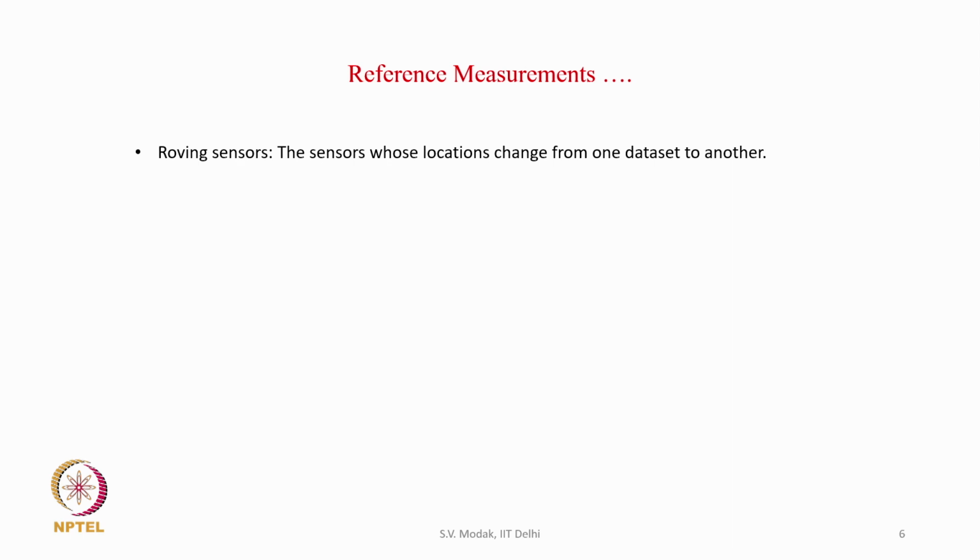So, we have two sets of sensors in OMA. One set is called roving sensors, another set is reference sensors. So, what are roving sensors? The roving sensors are the sensors whose locations change from one data set to another, while the reference sensors are the sensors whose locations are fixed over all data sets. And we take measurement at those reference locations every time we take measurements using roving sensors.